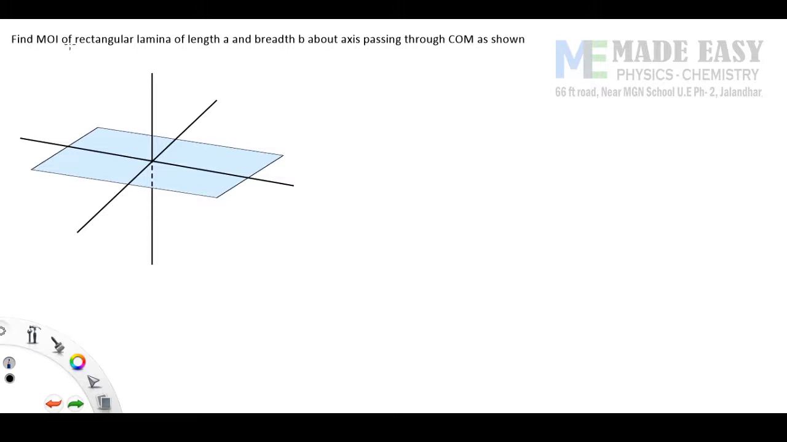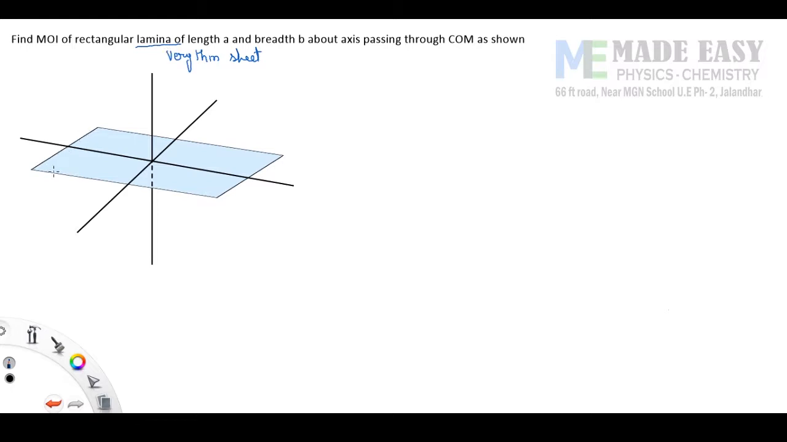Find moment of inertia of a rectangular lamina of length A and breadth B about axis passing through its center of mass. So you have a rectangular lamina. What's the meaning of lamina? Lamina means very thin sheet of negligible thickness. There is no thickness.